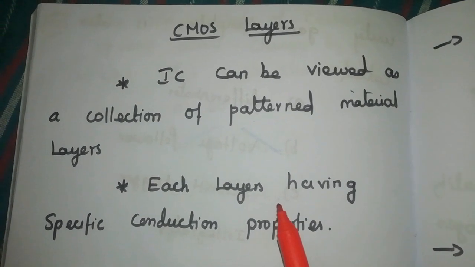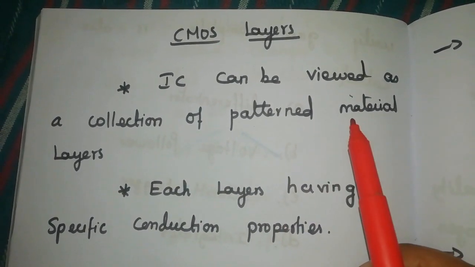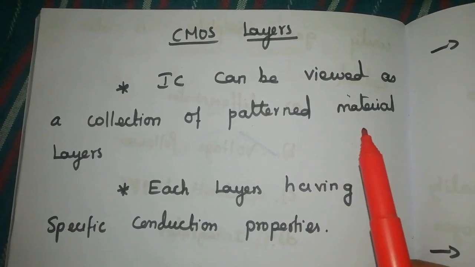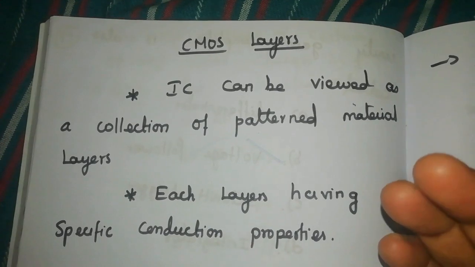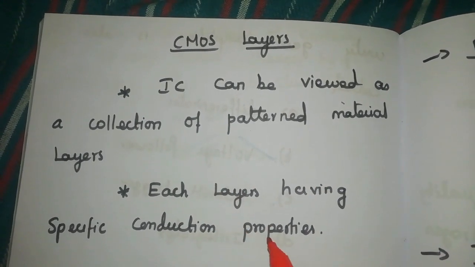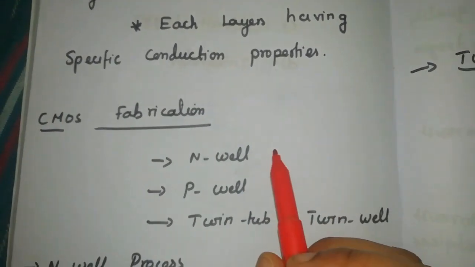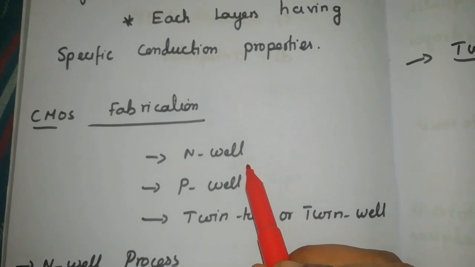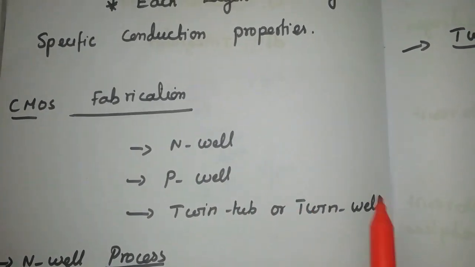In this video we are going to see about CMOS layers and how to fabricate each layer in CMOS fabrication. Any integrated circuit can be viewed as a collection of patterned material layers, each layer having a specific conduction property. Now we see the three common CMOS fabrication methods. First one is N-well, second one is P-well, third one is twin-tub or twin-well process.